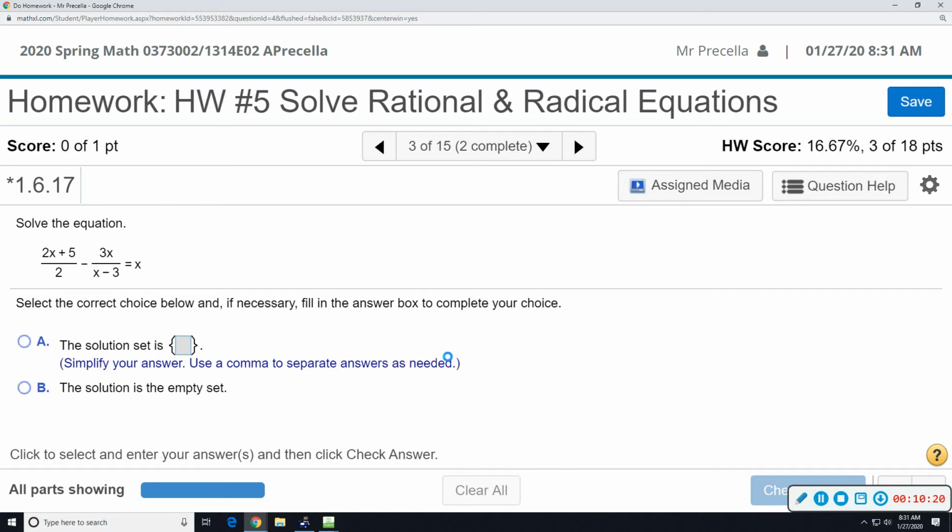This is problem 3. 2x plus 5 over 2, minus 3x over x minus 3, equals x. 2x plus 5 over 2 minus 3x over x minus 3 equals x.